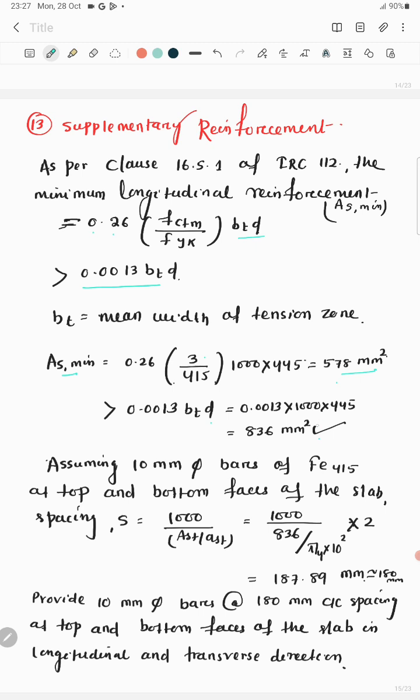So we have to use this value as AST minimum, because it should not be less than this value. So if we assume 10 mm diameter bars of Fe415 HYSD bar, both at top and bottom of the slab, so we can find out the spacing for 1 meter of width, that is equal to 1000 divided by total area AST is equal to 836 divided by area of each bar, that is pi by 4 into D square. That is equal to 187.89 mm. So we can take a little bit less than the required spacing, that is equal to 180 mm. So let's provide 10 mm dia bars at 180 mm center to center spacing both at the top and bottom face of the slab in longitudinal and transverse direction as supplementary reinforcement.